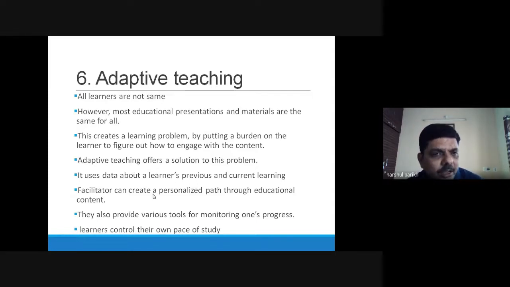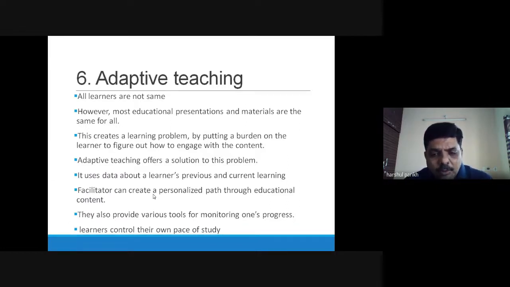No doubt we do not have enough time, because we are engaged in many academic activities. But in a whole week, we can make a certain period for adaptive teaching. And in the current PCI syllabus also, the tutorial class is made compulsory. So in the tutorial class, we can go for adaptive teaching also.